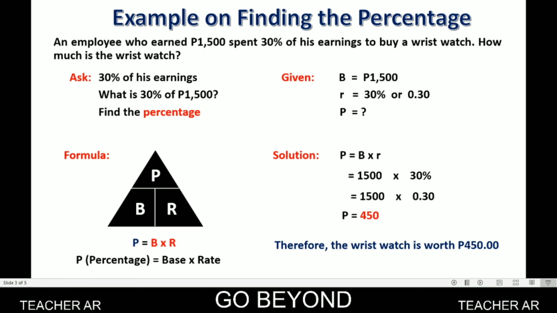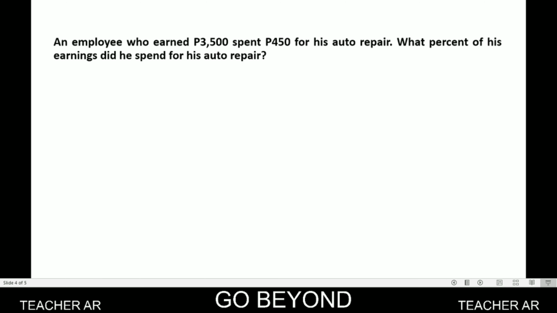That is our percentage. We have here another example of a problem involving finding the base, percentage, and rate. An employee who earned 3,500 pesos spent 450 pesos for his auto repair. What percent of his earnings did he spend for his auto repair? Okay, so the first thing that we need to do is we have to identify kung ano nga ba ang hinahanap sa problem na to.